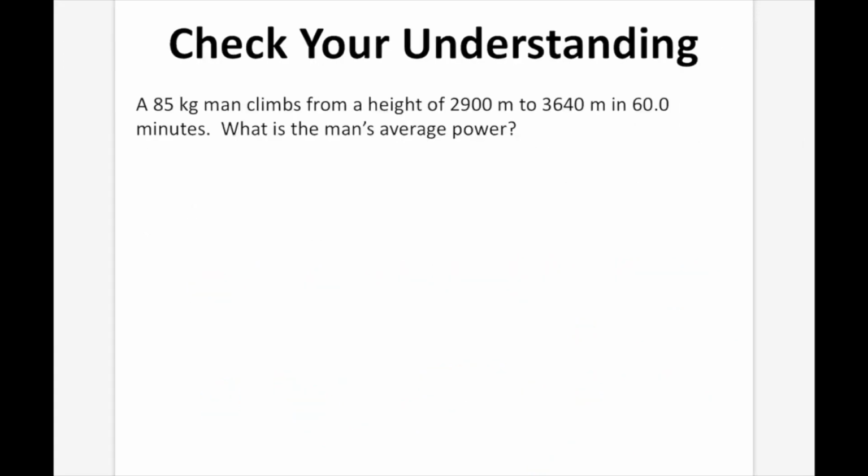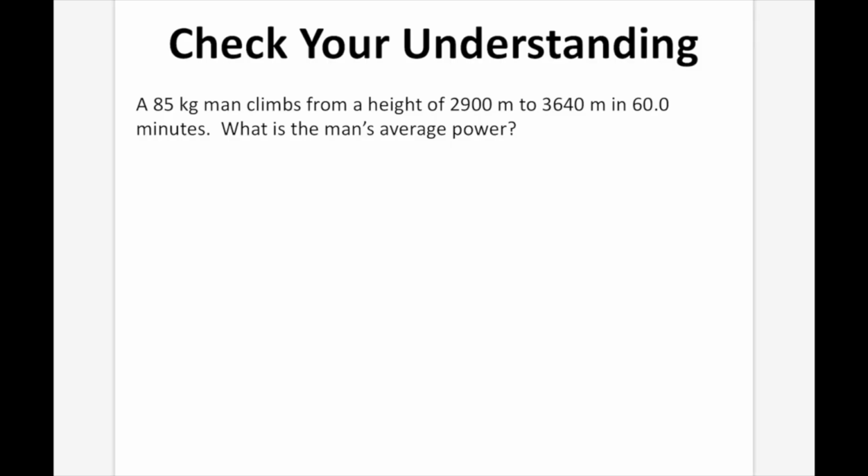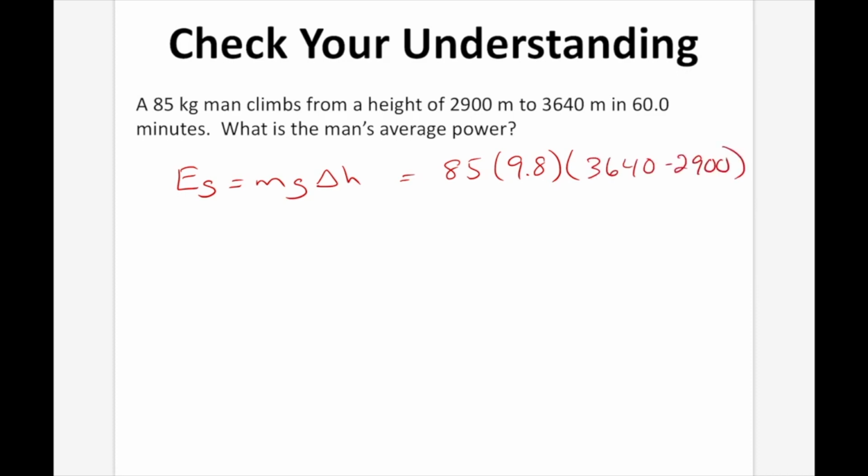Check your understanding. An 85 kilogram man climbs from a height of 2,900 meters to 3,640 meters in 60 minutes. What is the man's average power? So we need to find out the Eg, right? Similar to the question we just did, we're not given quite as much information. Eg is going to equal mg, and then change in height. The mass is 85, the g is 9.8, and the change in height is 3640 minus 2900.